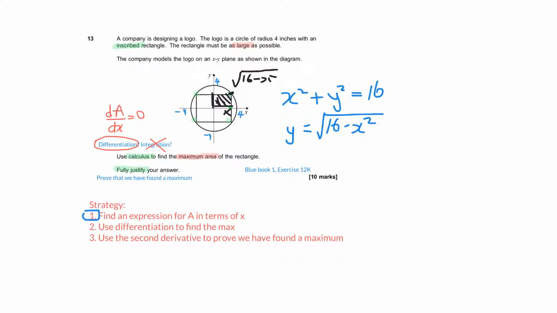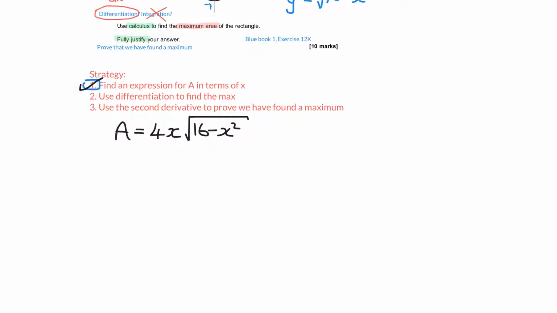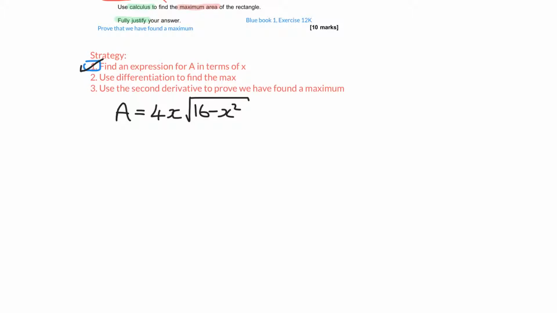So I can write an expression for the area A of the whole rectangle is 4 of these small rectangles, and they have a width which is x, and they have a height which is square root of 16 minus x squared. So that there is an expression for the area of the whole rectangle in terms of x, and that's the first step in our strategy completed. So let's make a bit more space now. We could move on to part 2 of our strategy, which is to now differentiate this function, solve that equal to 0 to try and find the maximum.